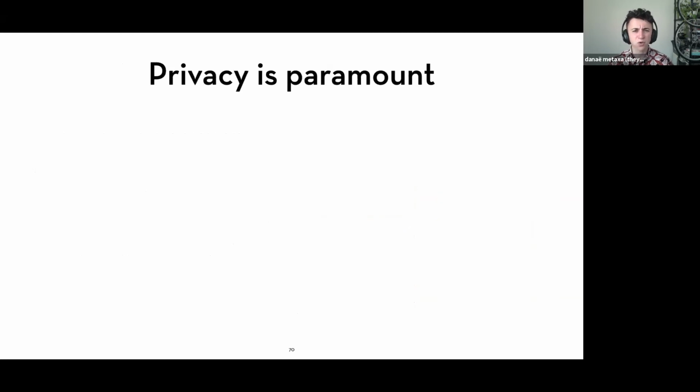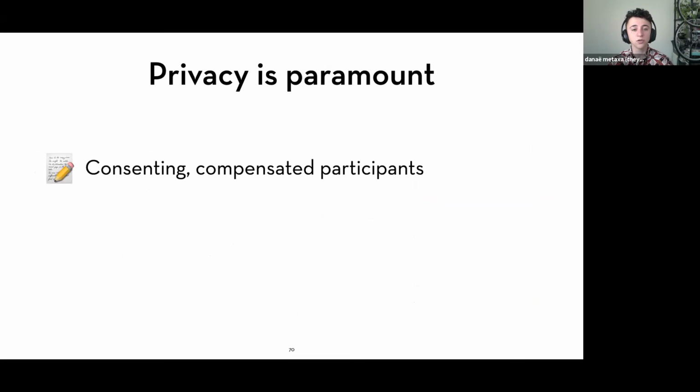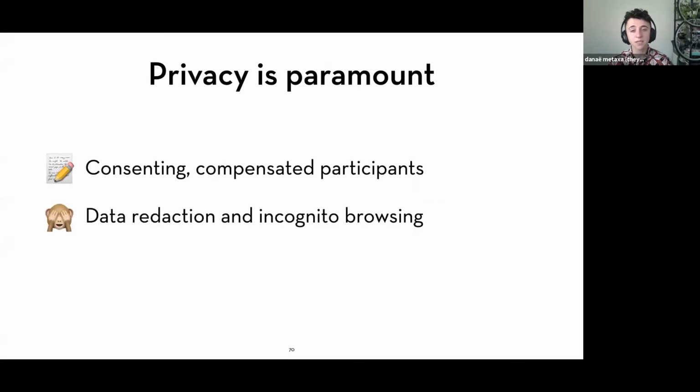The last point I want to underscore here about the system is the importance of privacy. Research practices from academia as well as industry have led to major tensions in recent years when users are unaware that they're participating in experiments and unable to opt out. So keeping that in mind, Intervenor is designed with participant privacy as a central value. This includes consenting and compensating all participants, providing those participants with controls over the data that we collect, including an interface for data redaction and incognito browsing, and securely and anonymously storing their data for a limited period of time.